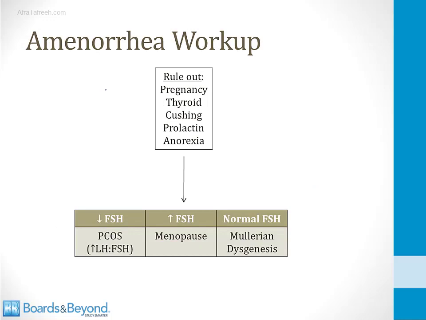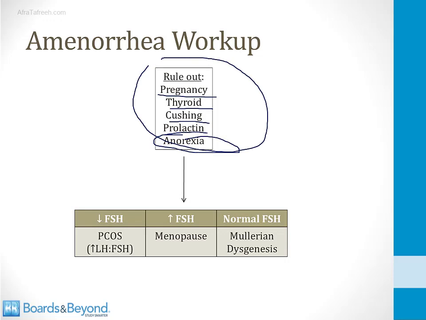For my final slide, let me show you this algorithm for working up secondary amenorrhea. There are lots of algorithms like this. This is just one example, but you begin by ruling out pregnancy, which is the most common cause. You then rule out rare causes like thyroid disease, Cushing's disease, or prolactinoma, and you screen the woman for anorexia.